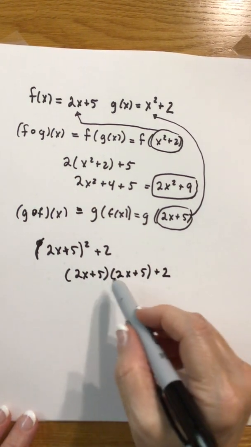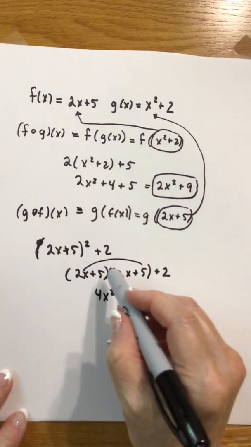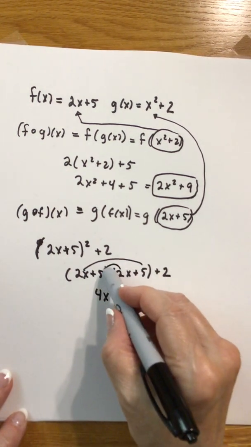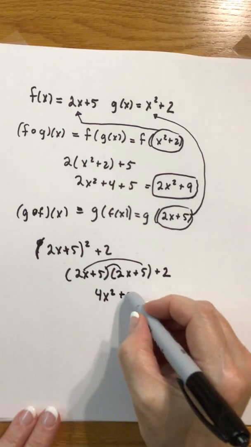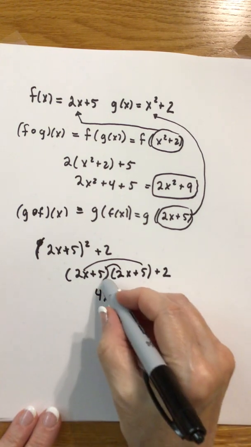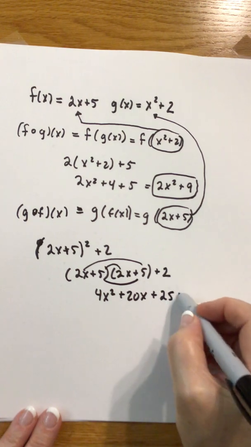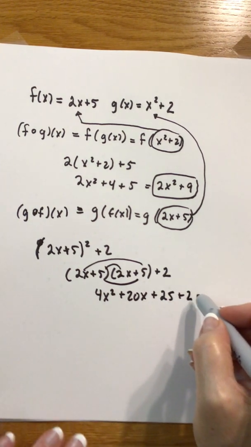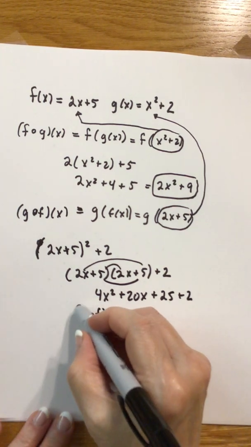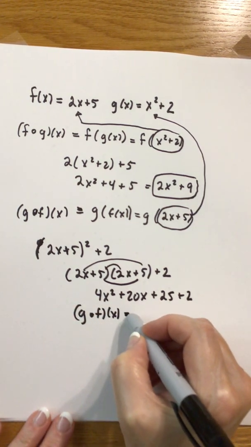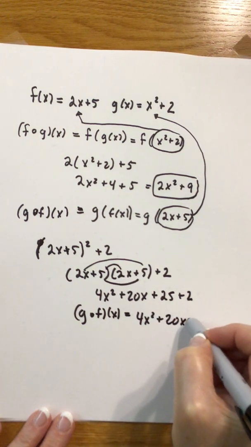So we've got 2x times 2x gives me 4x squared. Outside one's 2 times 5 is 10. Inside one's 5 times 2 is 10. So 10 plus 10 gives me plus 20x. And then the last one's times each other. 5 times 5 is 25. But then let's don't forget our plus 2 that's still up there. So now combining like terms, g circle f of x is going to equal 4x squared plus 20x plus 27.